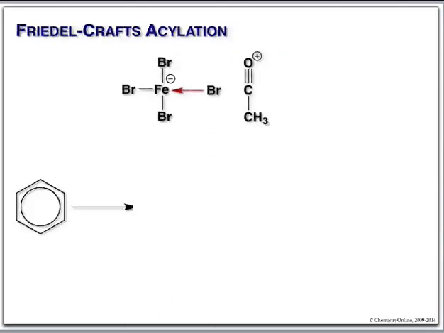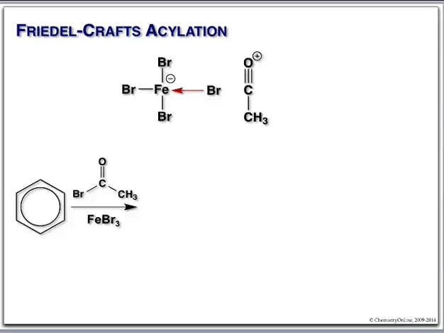The last one we want to talk about is the Friedel-Crafts acylation. This is a very nice little reaction. We're going to use an acid halide, which can either be an acid bromide or an acid chloride. Again, you need a Lewis acid of some sort, iron(III) bromide or aluminum bromide. That would work fine.